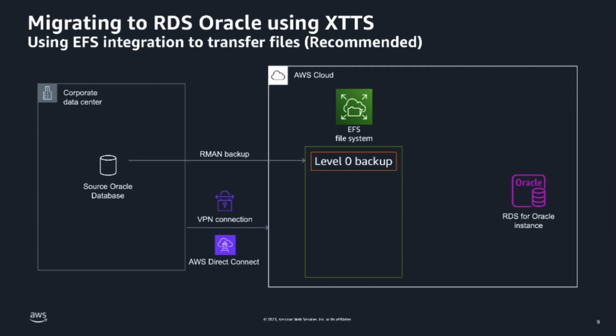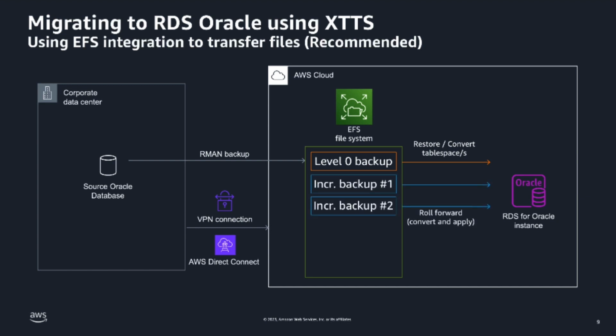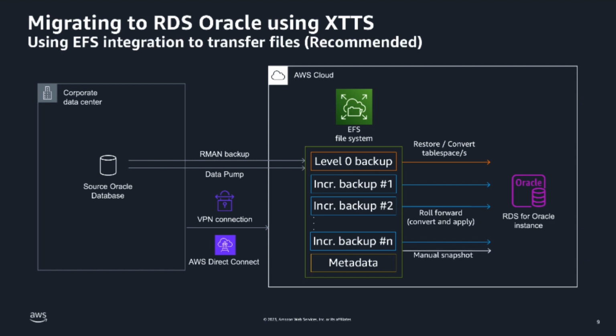Take level 0 RMAN backup to the EFS file system mounted on source. As the same file system is mounted on RDS for Oracle, you can restore the backup to RDS Oracle. Take incremental backups depending on desired frequency. Use these incremental backups to restore and roll forward the backup on RDS Oracle. The last step is to take the final incremental and take the metadata export dump. It is recommended to take a manual backup on your RDS Oracle instance before metadata import. Import the metadata on RDS Oracle before opening tablespaces in read-write mode.